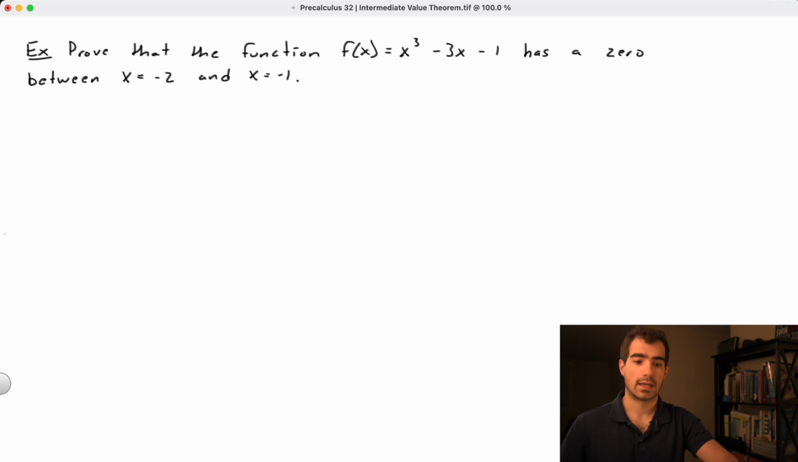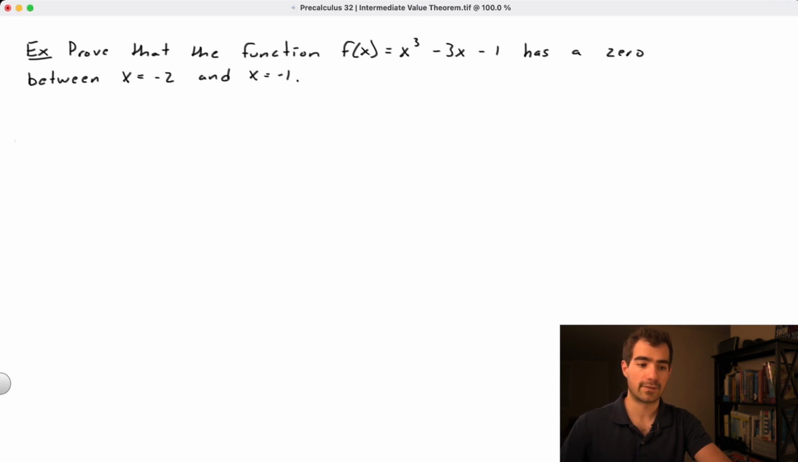one positive. And so if we look at the function f of x equal to x cubed minus 3x minus 1, we'll be able to prove that this has a 0 between x equal to negative 2 and x equal to negative 1 simply by using the intermediate value theorem.